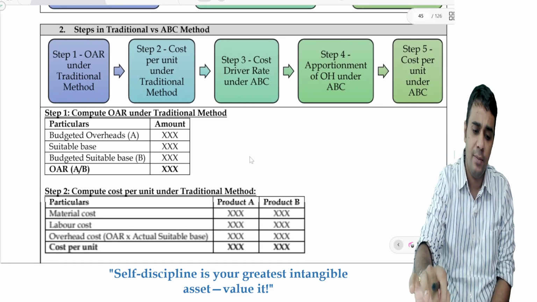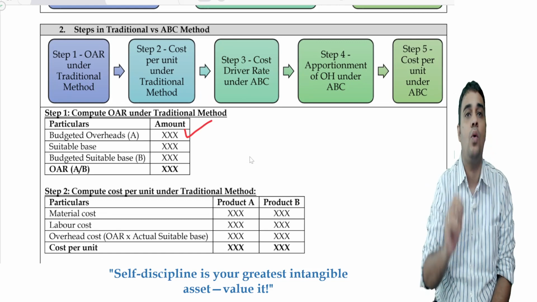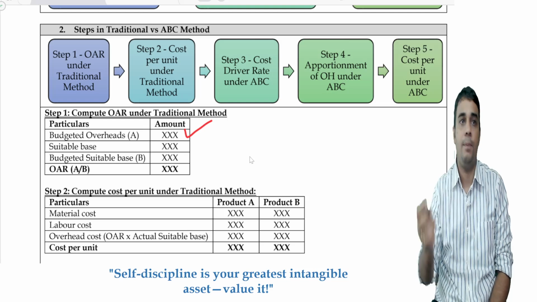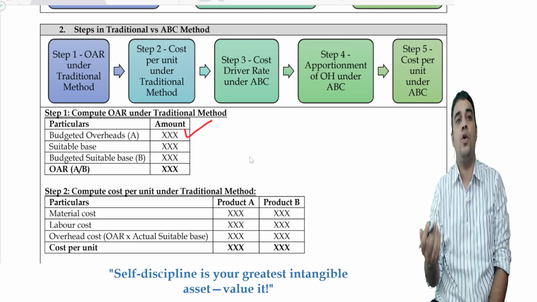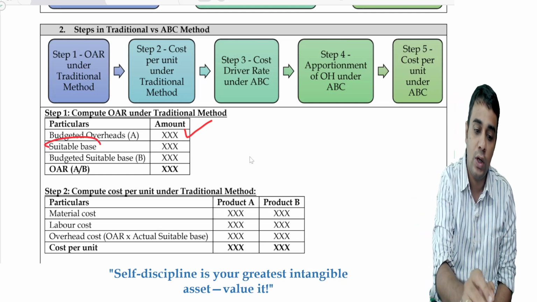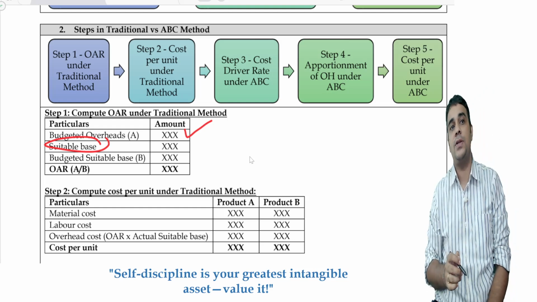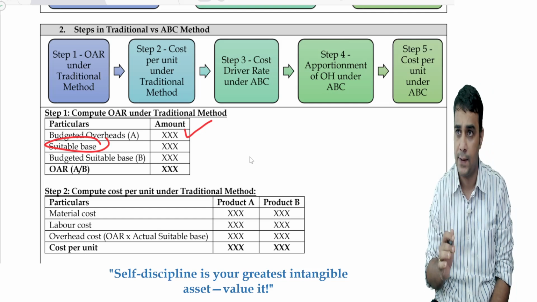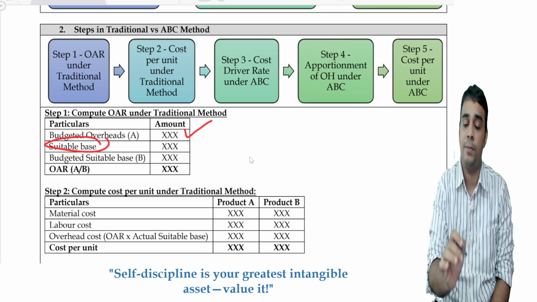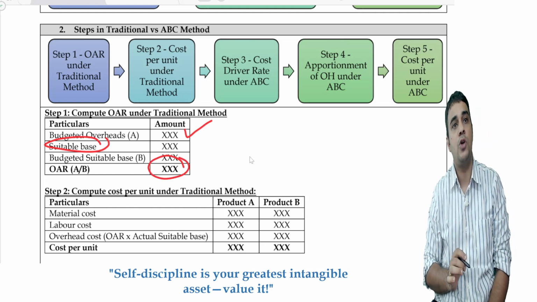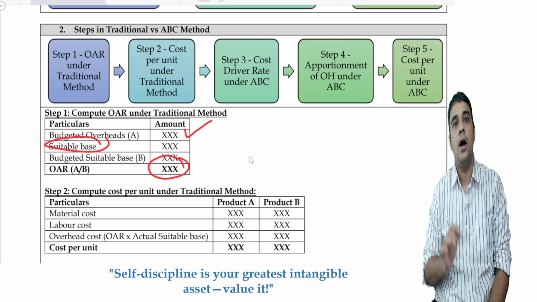So the traditional method does this: take the budgeted overheads, calculate the overheads of the company. It could be department wise, and if you don't have multiple departments, all overheads are clubbed together. There will be a suitable base. The base can be machine hours or labor hours or number of units, mostly machine hours or labor hours. Divide by the budgeted suitable base, and you will get the overhead absorption rate. What is the overhead absorption rate? How much you want to recover.